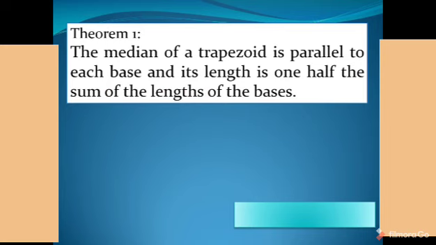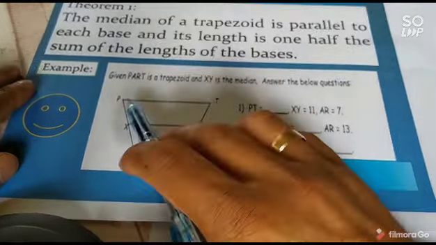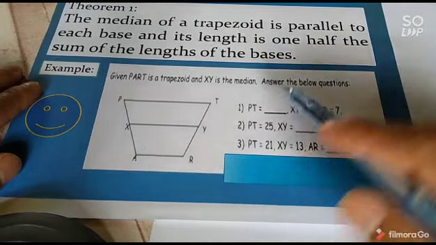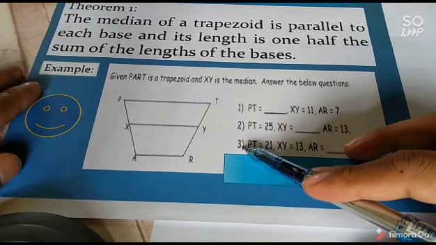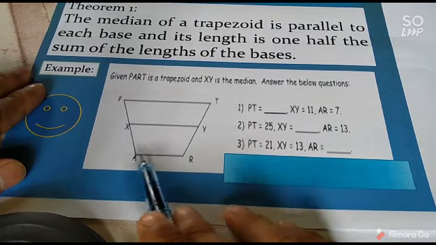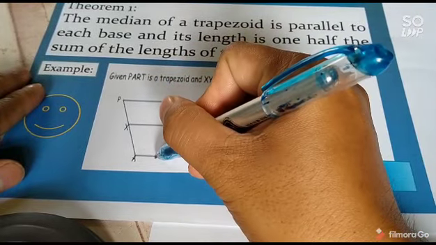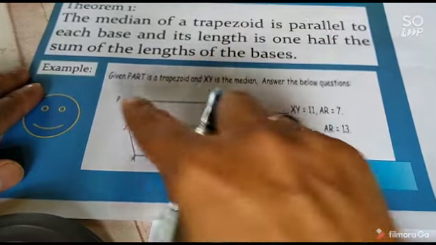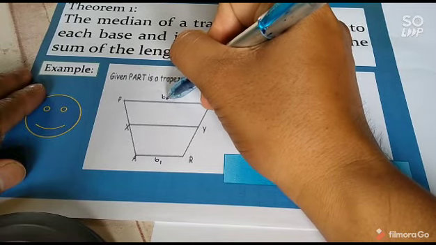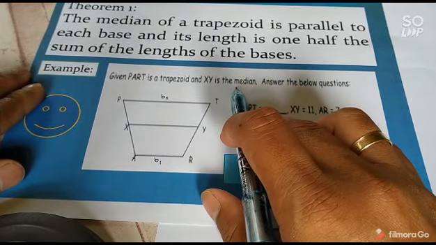Now let's apply that one in a problem. Theorem number 1 example. Given PART is a trapezoid and segment XY is the median, we are asked to answer these 3 questions here. So let's take a look at our illustration here. As we agreed, the shorter base will be our base 1. So this one is our base 1. And the longer base, or the longer side, will be considered as our base 2. And segment XY, as being mentioned, is our median.